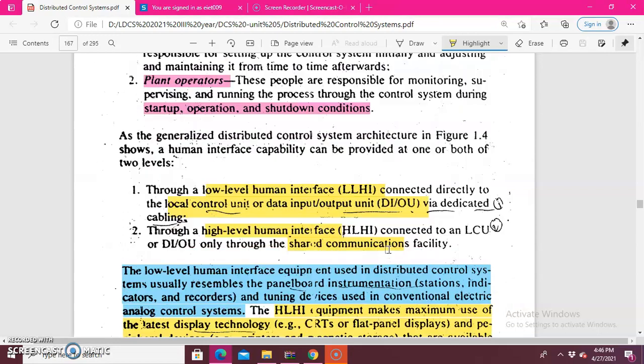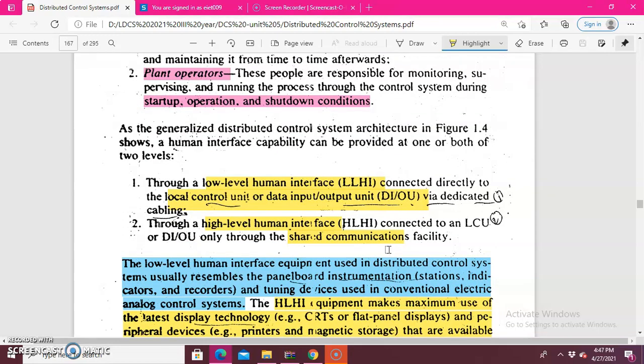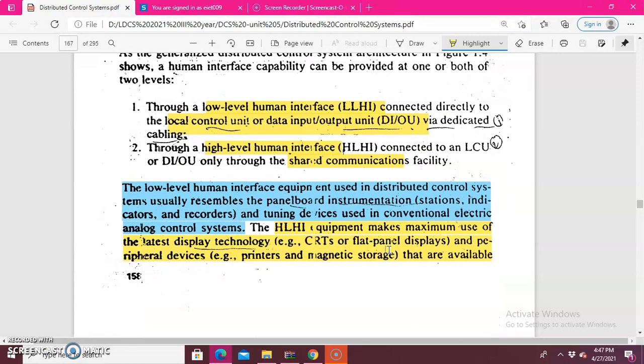When you come to the generalized distributed system, the human interface capability is provided at two levels. One is the low level human interface, that is LLHI. The other is the high level human interface, that is HLHI. The low level human interface is connected to the local control unit or the data input output through cabling. High level is always connected via shared communication. That is the difference between LLHI and HLHI. These are the two important levels we have in the generalized DCS system.